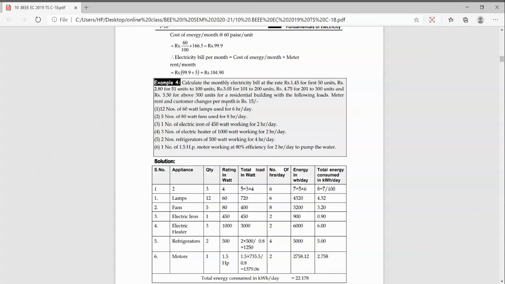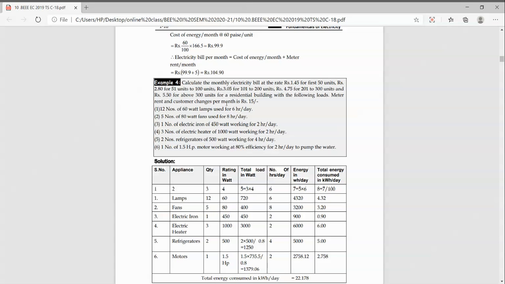Now the loads are: 12 lamps of 60 watts used for 6 hours per day, 5 fans of 80 watts used for 8 hours per day, 1 electric iron of 450 watts working for 2 hours a day, 3 electric heaters of 1000 watts working for 2 hours a day, 2 refrigerators of 500 watts working for 4 hours a day, and 1 motor of 1.5 HP working at 80% efficiency for 2 hours per day to pump the water.